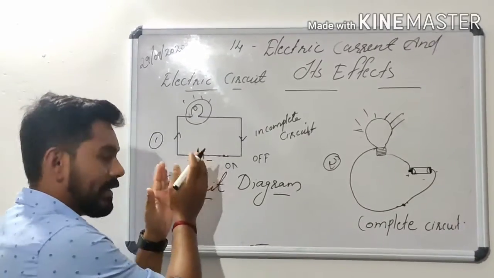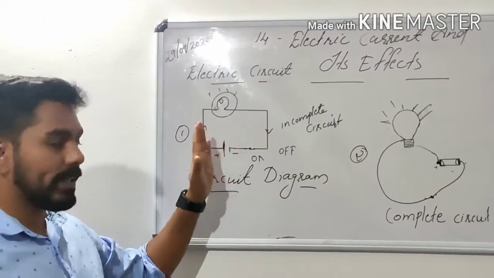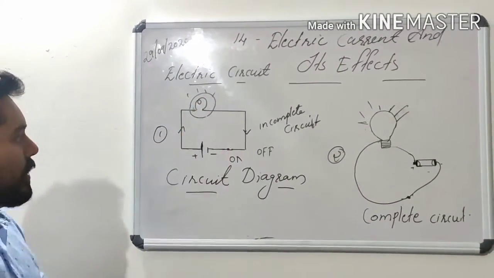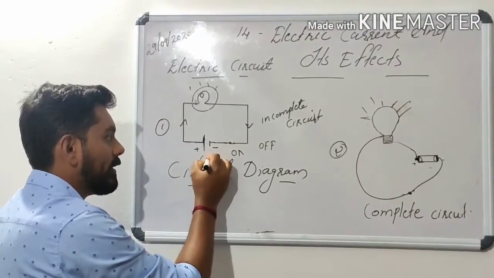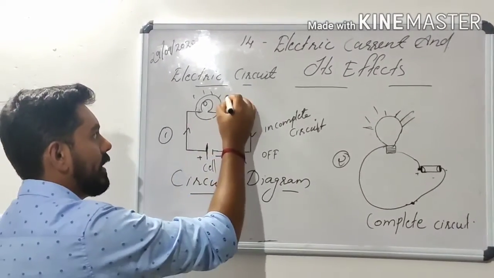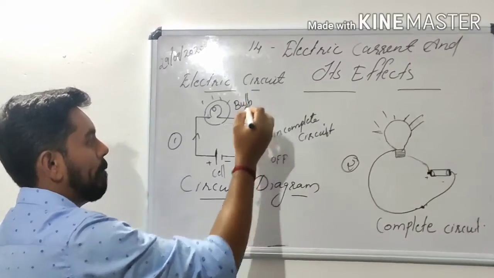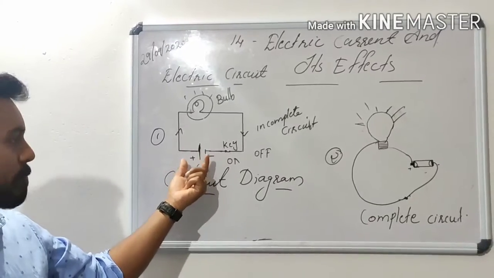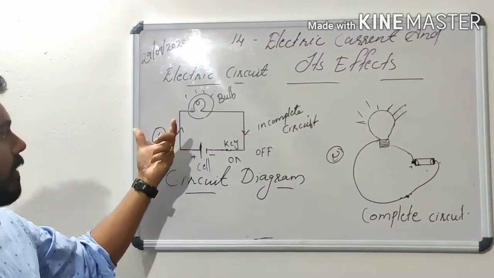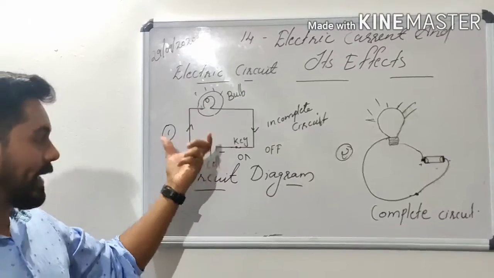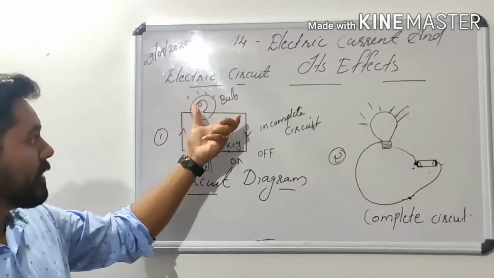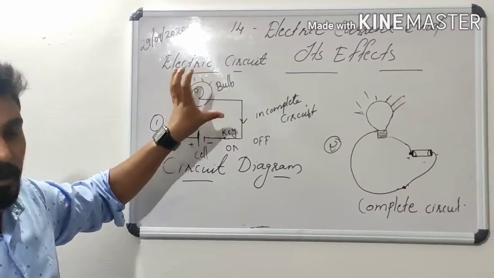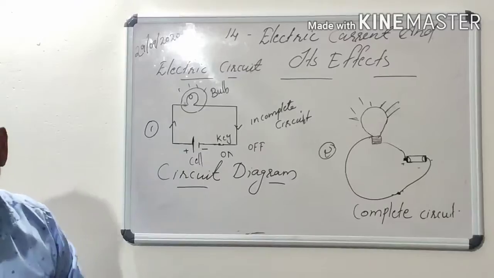Here this is a cell. Actually the electricity is generated in this circuit by this small cell. This is the cell, this is a bulb, and this is a key or switch. The cell is generating electricity for this circuit. That's why the bulb glows. When the switch is on, the bulb glows. If the switch is off, the bulb does not glow.